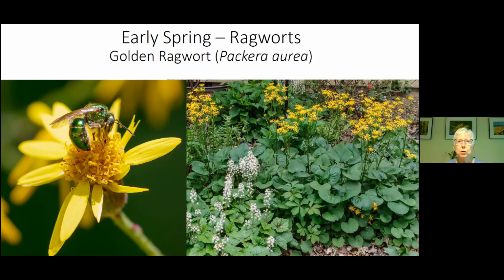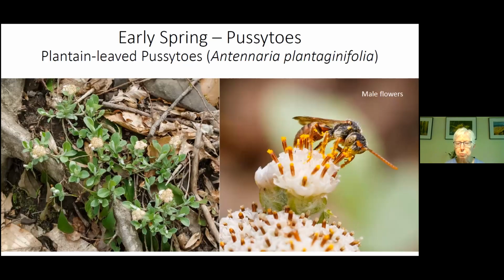One more early spring bloomer are the Pussytoes. One species is Plantain-leaved Pussytoes. This species also has somewhat semi-evergreen basal leaves, and it has another interesting characteristic. It has male and female flowers on separate plants. This is a cluster of male flowers, which I always think look a little bit like a cupcake with birthday candles on it. But anyway, those are the male flowers of the Pussytoes. The female flowers are actually on separate plants.